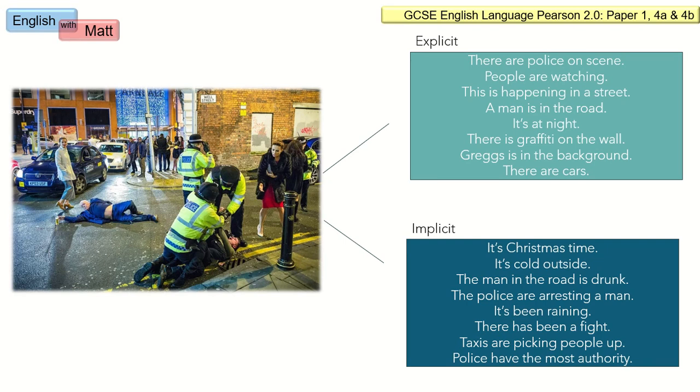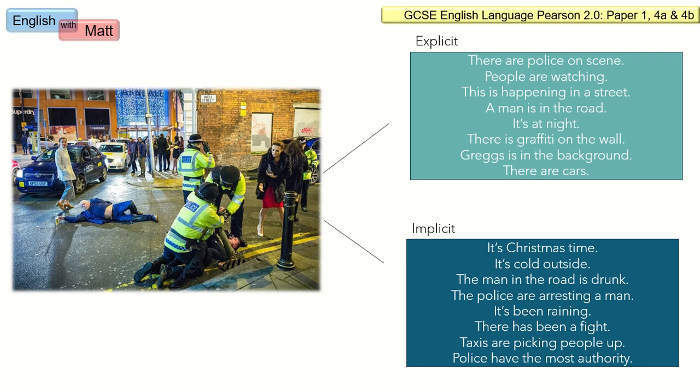So in that dark blue box there, those are all implicit points. We're not told any of this directly or explicitly, but it's things that we can work out for ourselves based on what we see. So we're interpreting the evidence here, we're making inferences. And again, this is the difference between questions 4a and 4b. The explicit information would be 4a, the implicit information would be 4b.